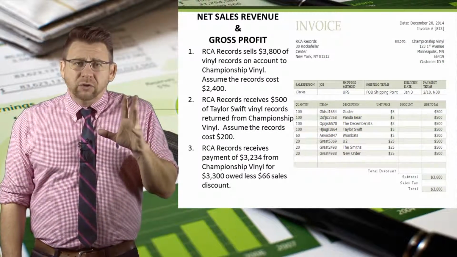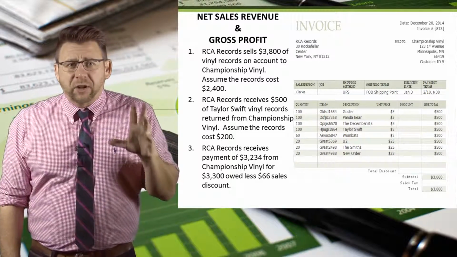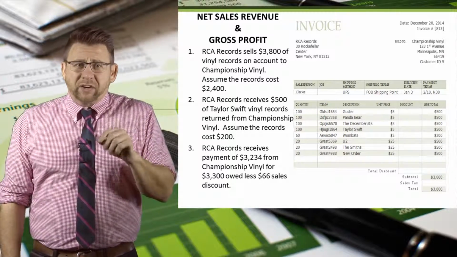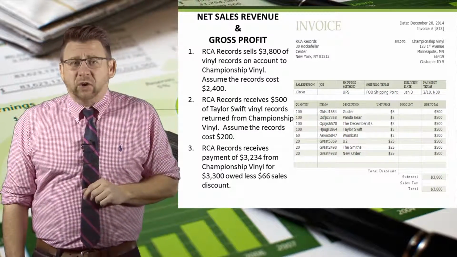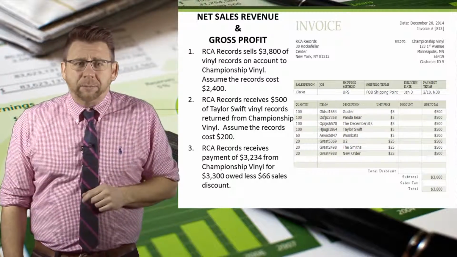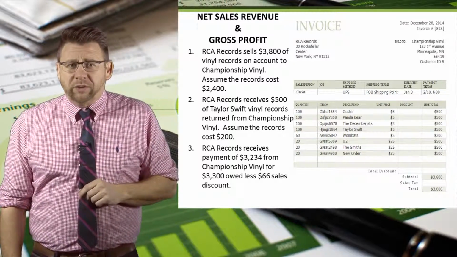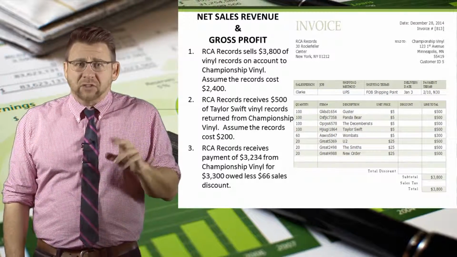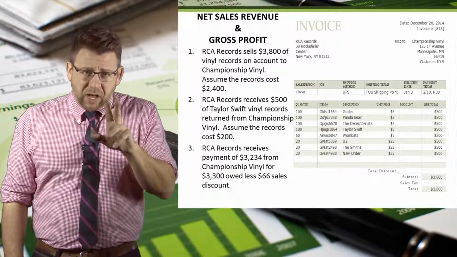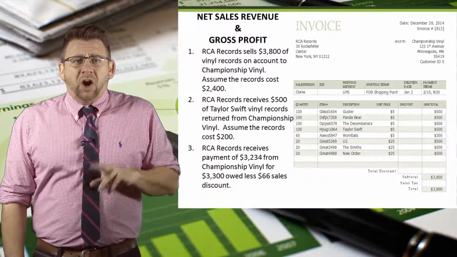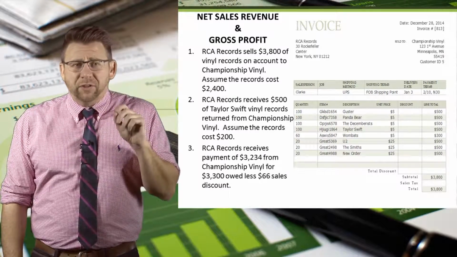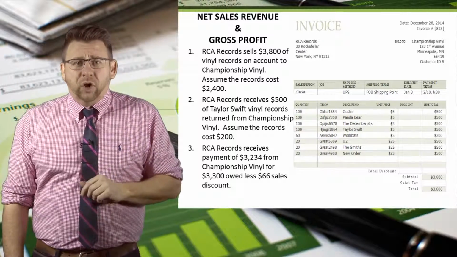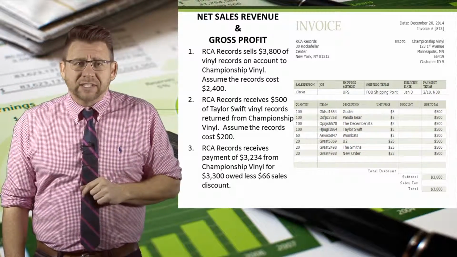Let's look at the data we used earlier from the sale of records from RCA Records to Championship Vinyl. Recall that RCA Records sells $3,800 of vinyl records on account to Championship Vinyl. Let's assume that those records cost $2,400. RCA receives a $500 return of the Taylor Swift records. Let's assume that the cost of those records were $200. RCA Records receives payment of $3,234 from Championship Vinyl, which was the $3,300 owed less the $66 sales discount.